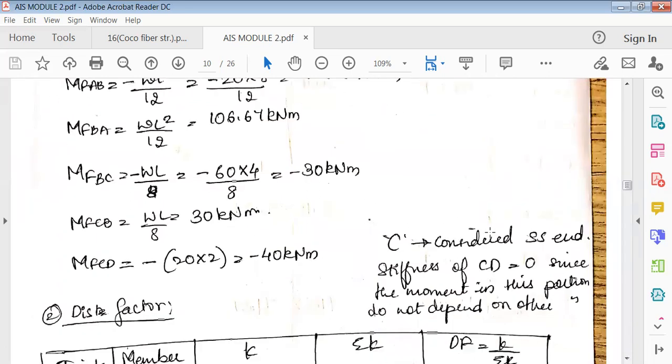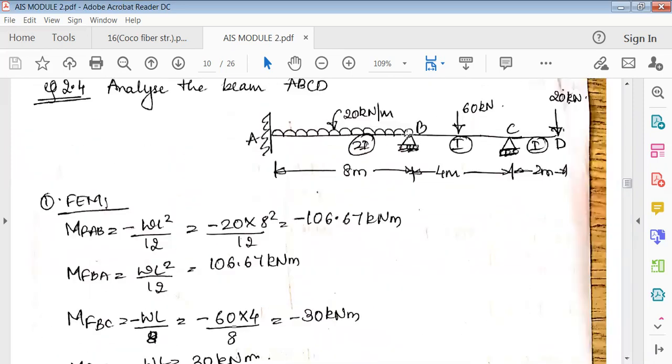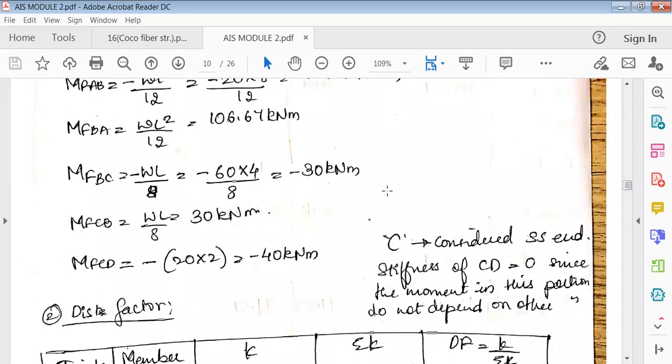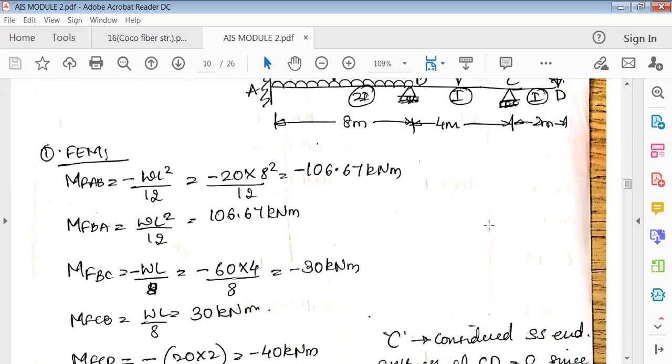All right. So first, as usual, find the distribution factors. First is joint B: BA, BC. Then at joint C: CB, CD. We know that the stiffness of CD is 0. Why? Because D is a free end and does not have any support. So the stiffness of this portion is 0.